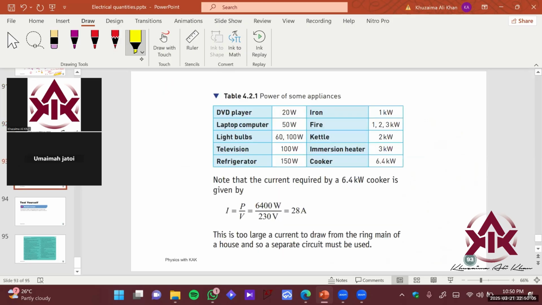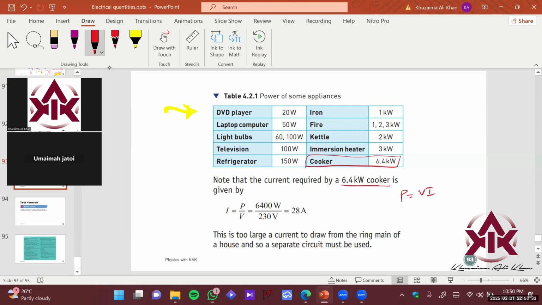Here are some rough values of how much power different appliances consume, right? What is the power rating here? So let's say you want to find out the current consumed by the cooker here. You can see the rating of the cooker. It has a power rating of 6.4 kilowatt, and you know the formula for power, that is VI, right?